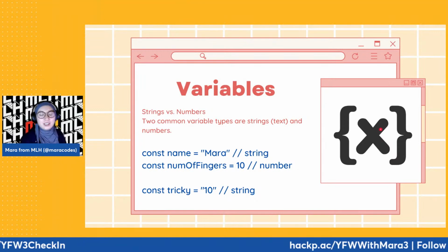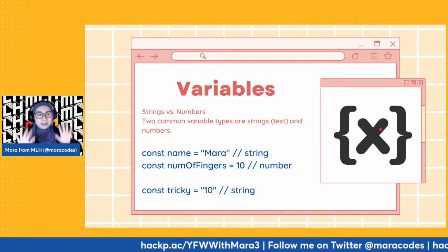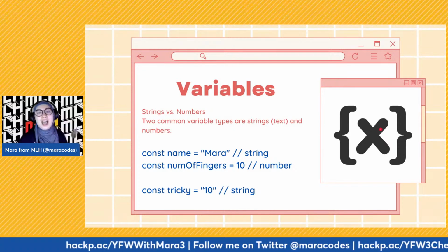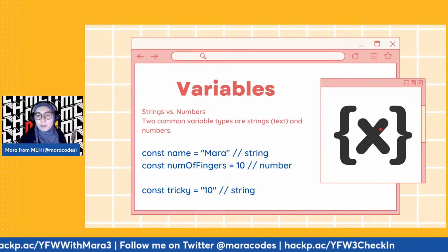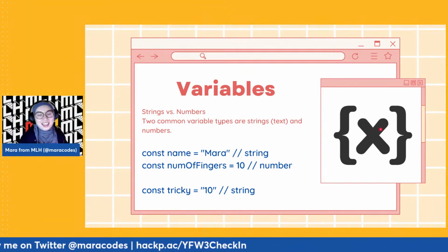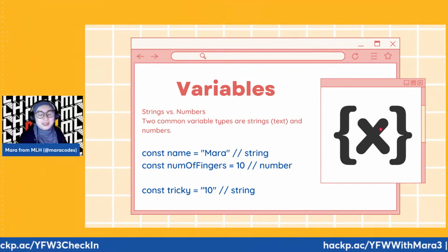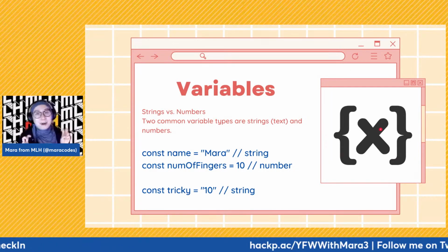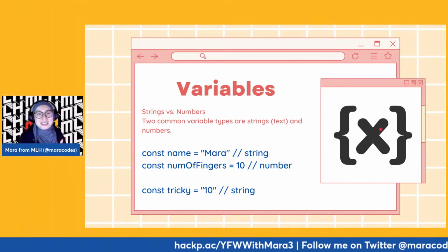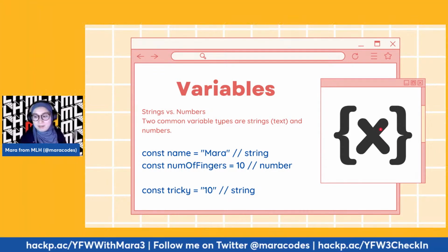And then if I do const numOfFingers equals 10, because I got 10 fingers, that's going to be a number. Notice the lack of quotes. And then the last one, tricky, our variable name tricky, it's 10, but in quotes. So it's in the quotes, it's a string. That's a good rule of thumb, especially when you're starting.